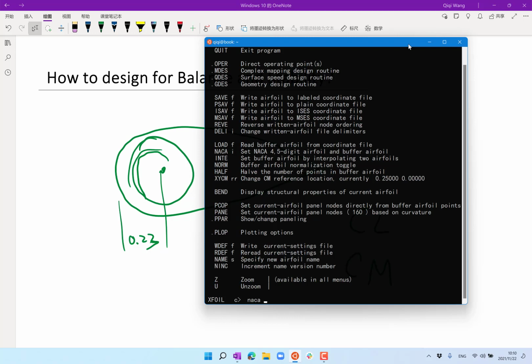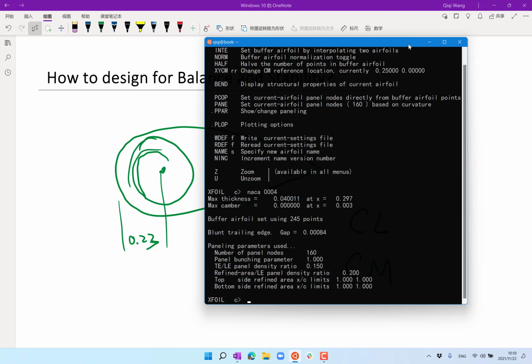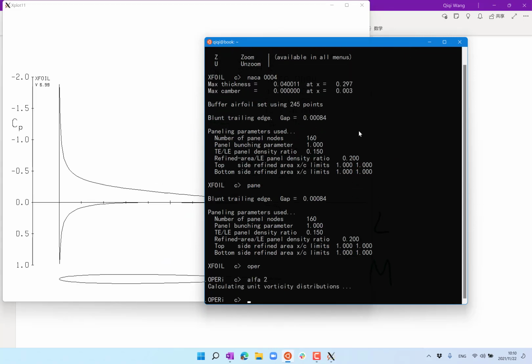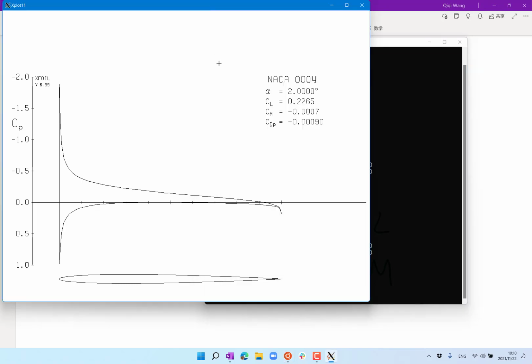So if we take a NACA 0004, for example, let's put it at 2 degrees angle of attack, right? The moment coefficient is very, very small, 0.0007. That means if you take the moment coefficient divided by the lift coefficient, it's going to be very, very close to the quarter chord. The moment coefficient is the moment around the quarter chord by definition.